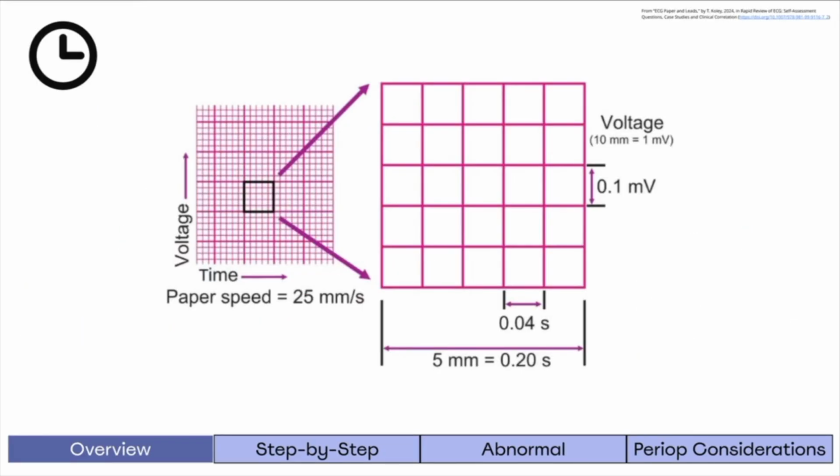Before we start interpreting, it is important to understand the basics of the ECG paper. The standard speed of the paper is 25 millimeters per second. Each small box represents 0.04 seconds, and each large box represents 0.2 seconds. The full ECG is 12 seconds long. These measurements are what we use to calculate intervals in heart rate.